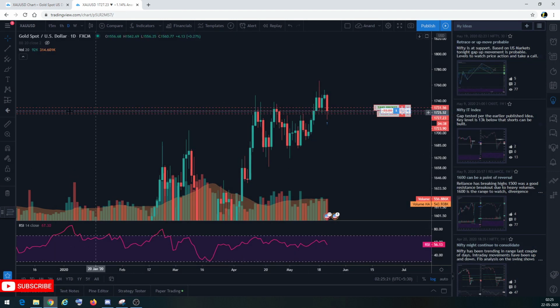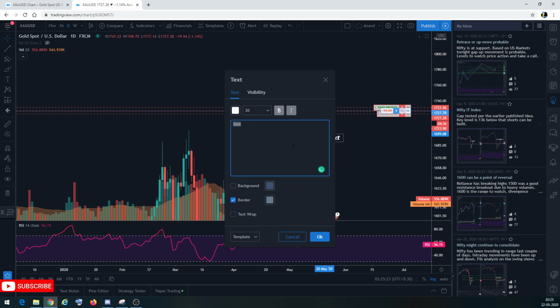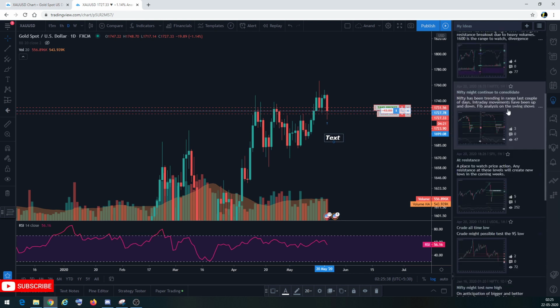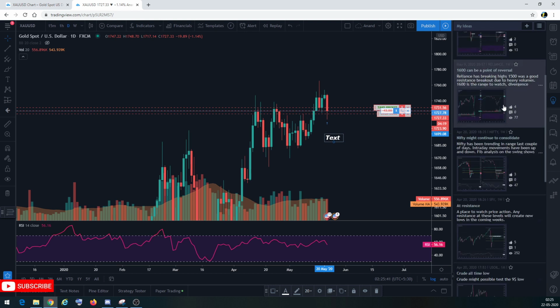Like for example, I take text over here, I say gold short, blah blah blah, and I save it. The text stays, and whatever happens to that over a period of time, all my text is right over there, which I can come back and review, which is the brilliant stuff even if you don't want to do paper trading. So you can see a lot of ideas which I've published. Some went right, some didn't.